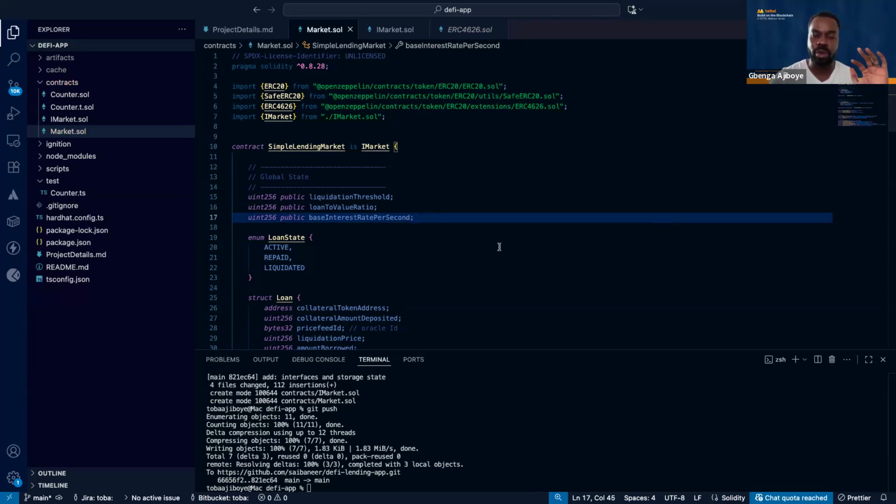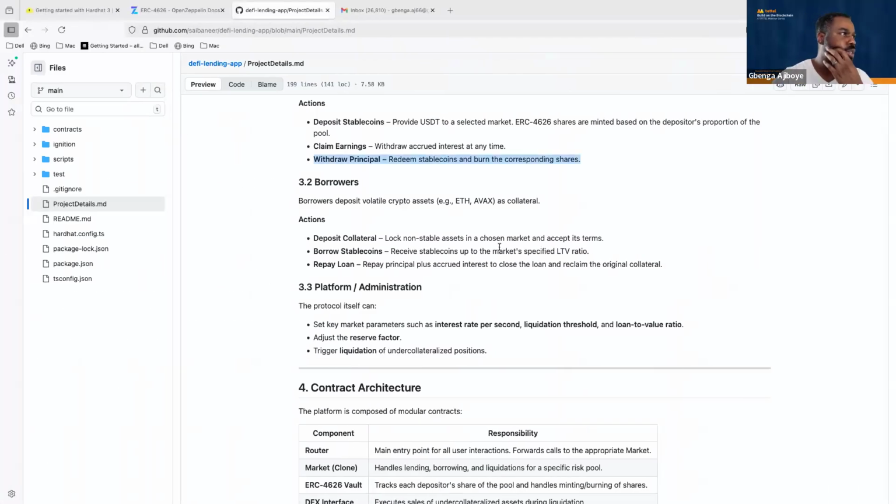Usually, I don't want to make things too complex. I like adding complexity after you've done the basic stuff, you know. So that's that. That's for borrowers.